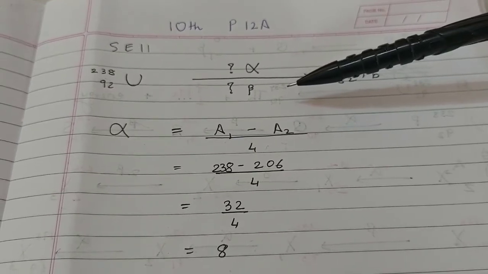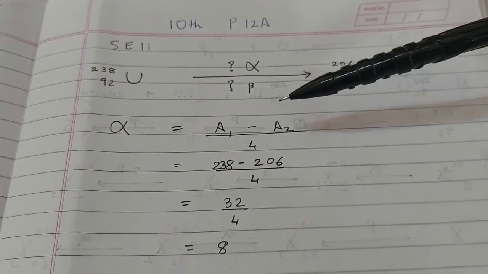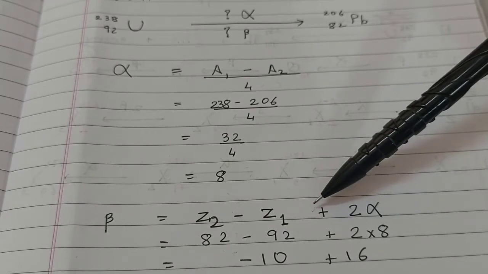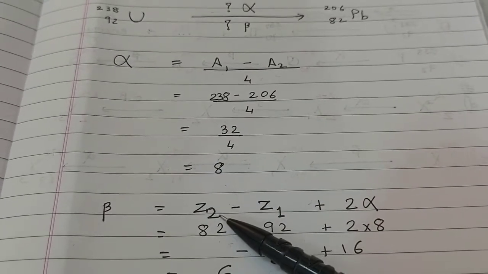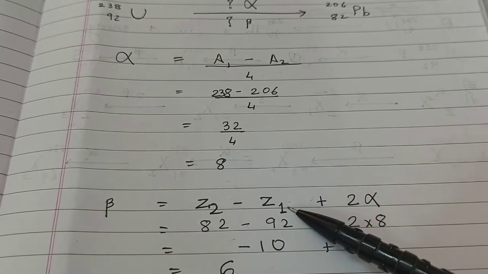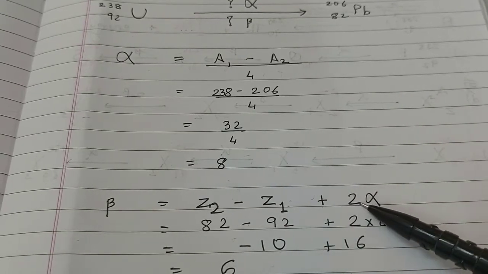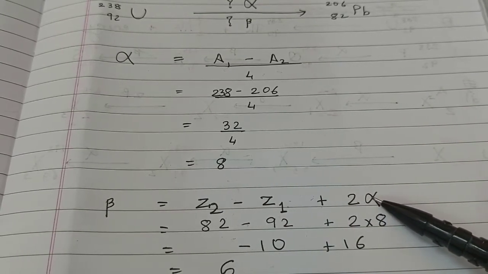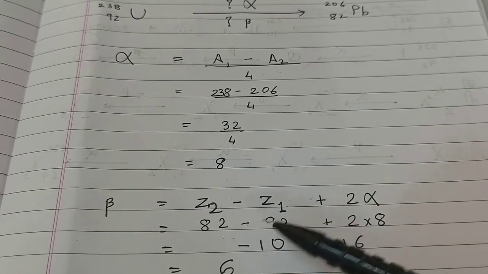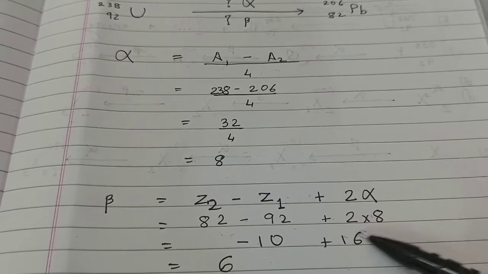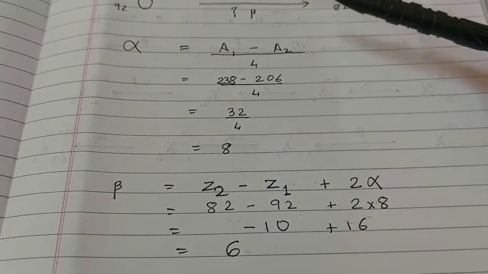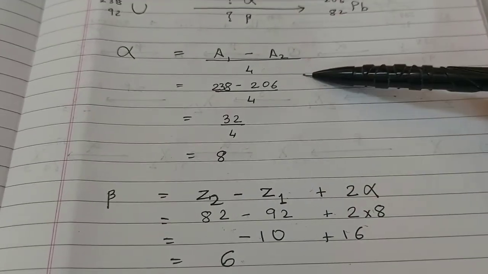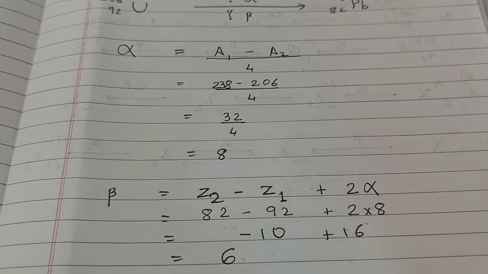If you don't wish to use logic and use a direct formula, then go for this one, which says the final atomic number minus the initial atomic number plus 2 into number of alpha particles. So that's 82 minus 92, that's minus 10, plus 16, that comes out to be 6. So that's a direct formula for calculating number of beta particles, and this one is for number of alpha particles.